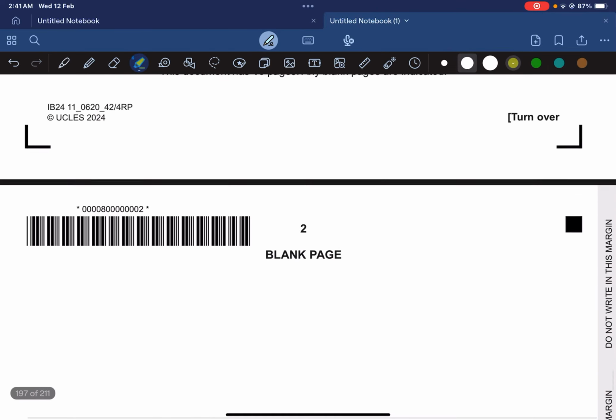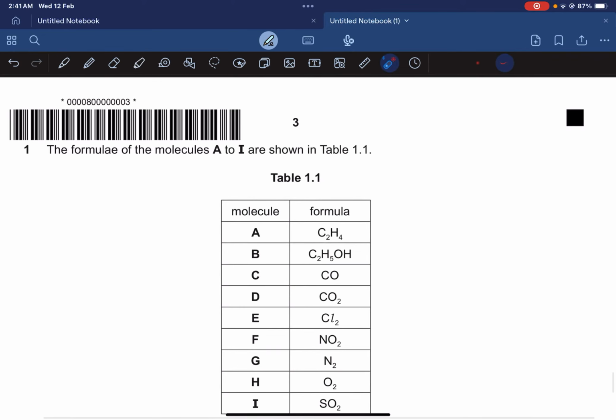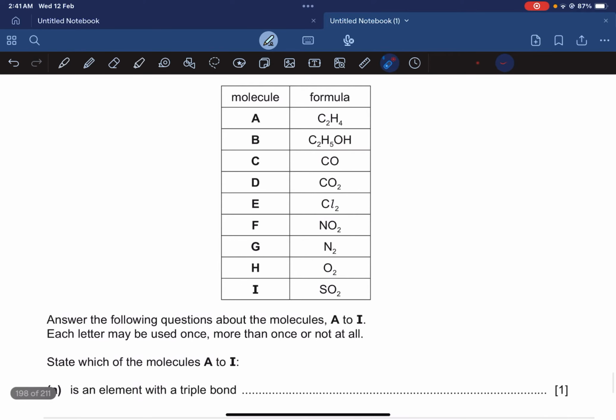So let's start with the first question. The formulas of the molecules A to I are shown in Table 1.1. Okay, this is the table and we have formulas of some molecules. This is an alkene, C2H4, you should write it. This one C2H5OH is ethanol. Okay, you can write it beforehand, so when you're answering the questions, you're sure.